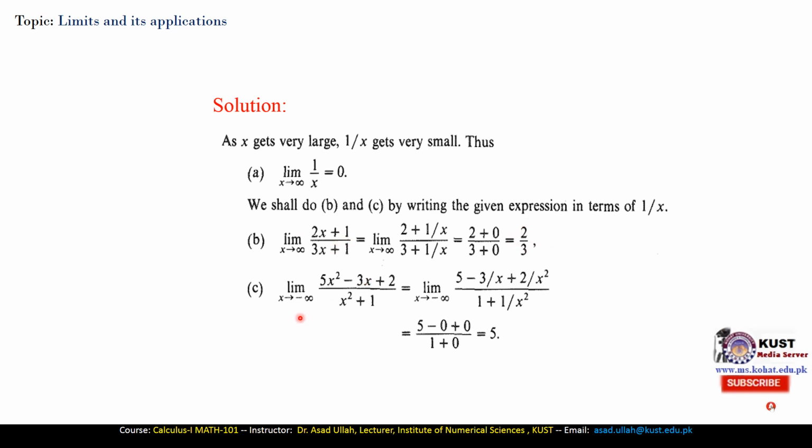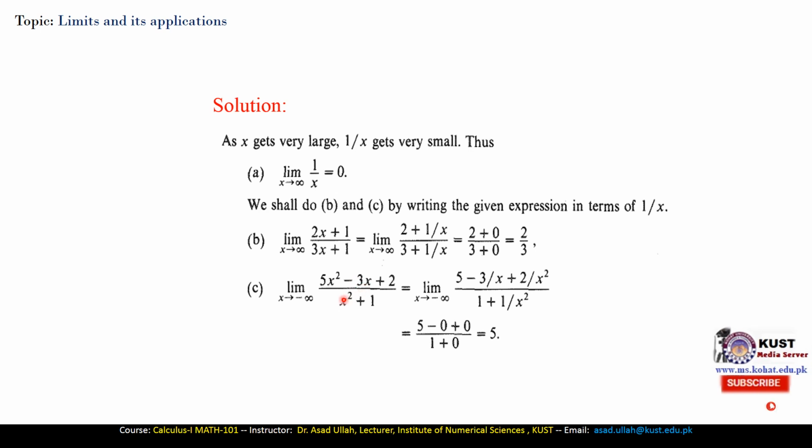Now in part C, limit x tends to minus infinity of (5x square minus 3x plus 2) divided by (x square plus 1). If we put x equal to minus infinity, we get 5 times minus infinity square and minus 3 times minus infinity, which is also equal to positive infinity. So we will get infinity in the numerator, and also if we put x equal to minus infinity in the denominator, we get minus infinity square, and adding 1 to it is also infinity. So we will get the infinity by infinity form.